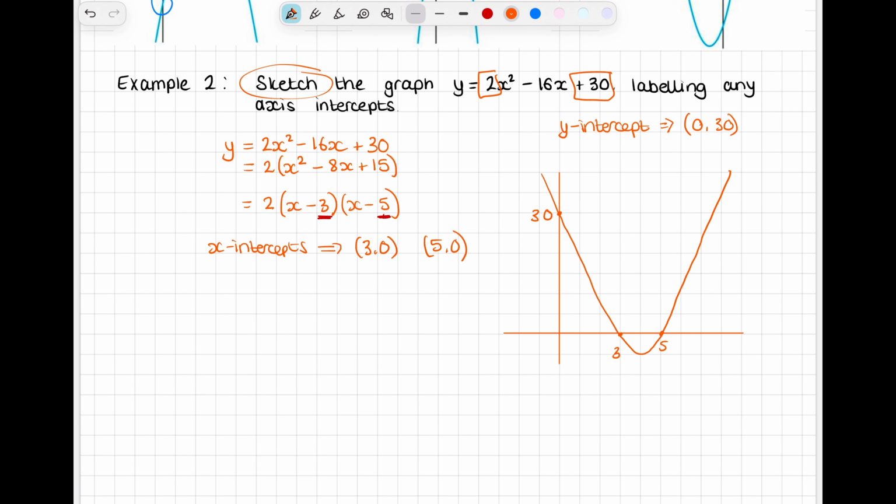But we've drawn the graph, it's the correct way around, it's a happy face because it's a positive a, our y-intercept at 30 and our x-intercepts at 3 and 5, which we have labelled.